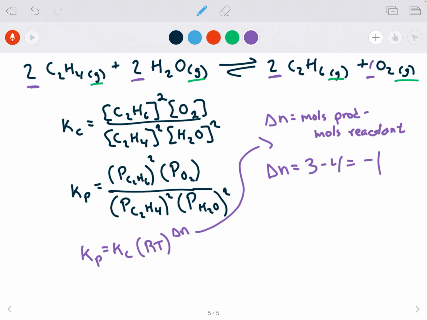If the moles of product are the same as the moles of reactant, so if we have delta n equal to 0, then Kc is equal to Kp, because you would raise RT to the 0th power, which is just 1. So then you would get Kp is equal to Kc.